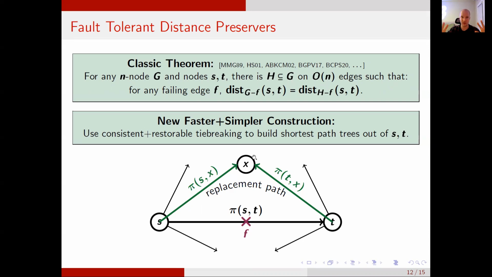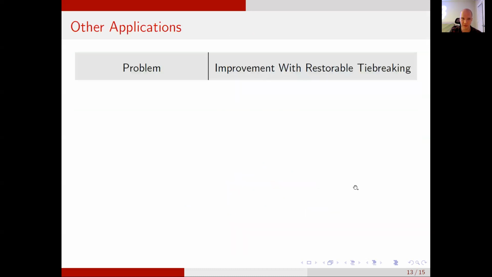And since we have included these shortest path trees rooted at S and rooted at T, that exactly means that we've included both of these two parts of the replacement path in our subgraph H. So this is just a direct application of restorability that basically instantly proves this theorem. So good, this is our example.